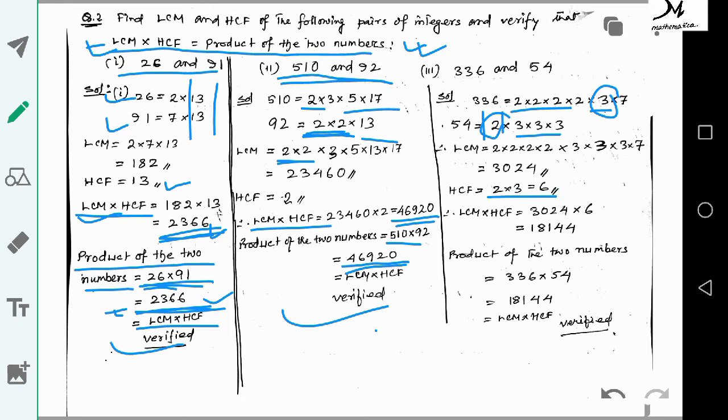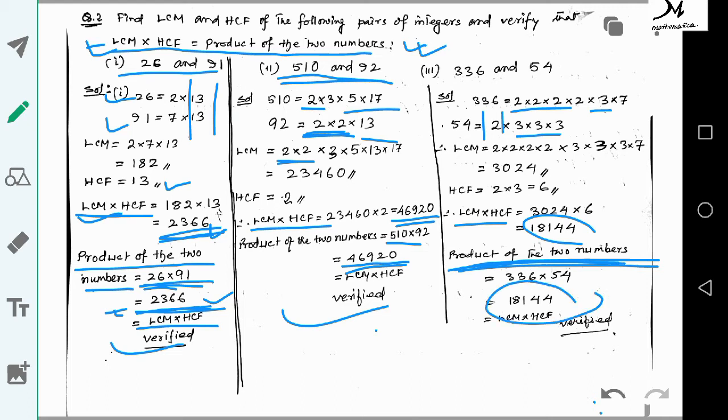And if we multiply LCM into HCF, we get 18144, and if you find the product of the two given numbers, then also you will get 18144. Hence the given relation is verified. I hope you have understood how to solve this question number 2. So let's move on to the next.